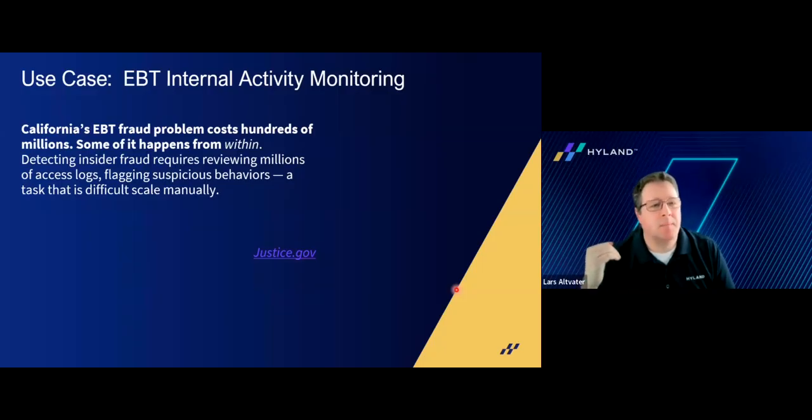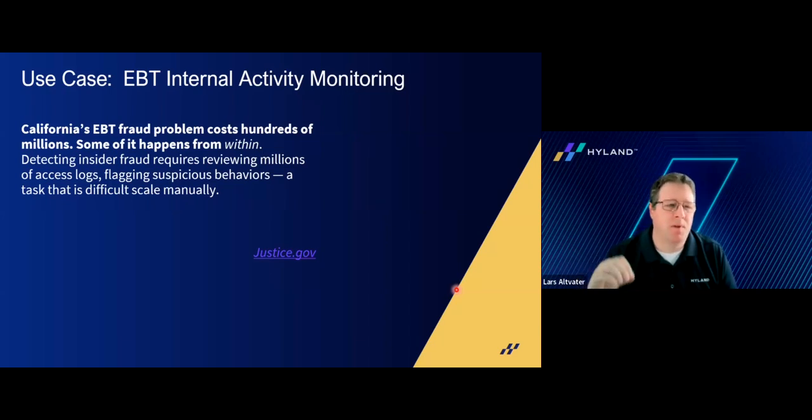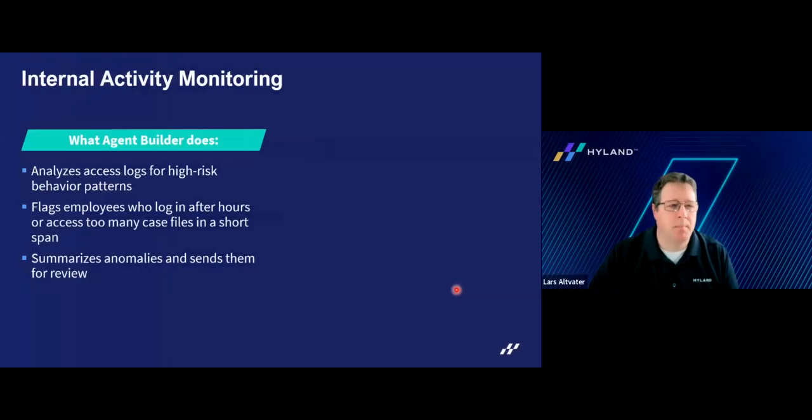This is electronic benefits, monitoring internal activity. Basically, in California, there's an issue with EBT fraud, which costs agencies hundreds of millions of dollars. I think the exact figure was $180 million in fraud. And sometimes that fraud happens from within. Detecting insider fraud, though, requires reviewing millions of rows of access logs to flag suspicious behavior, a task that is difficult to scale when somebody needs to do it manually.